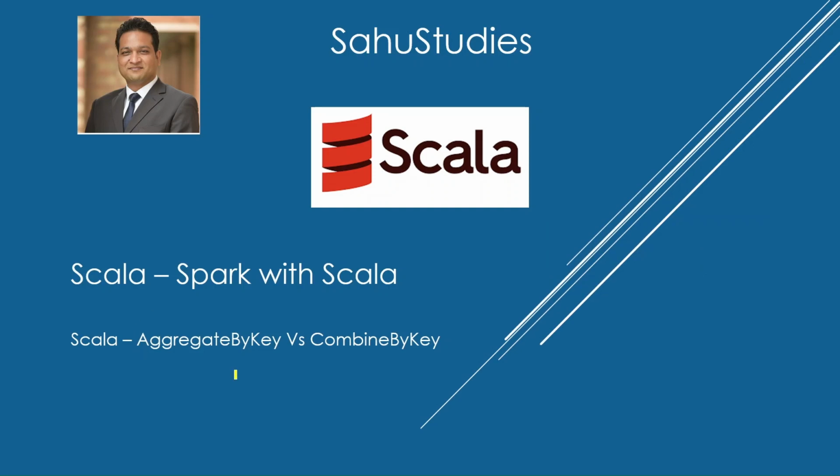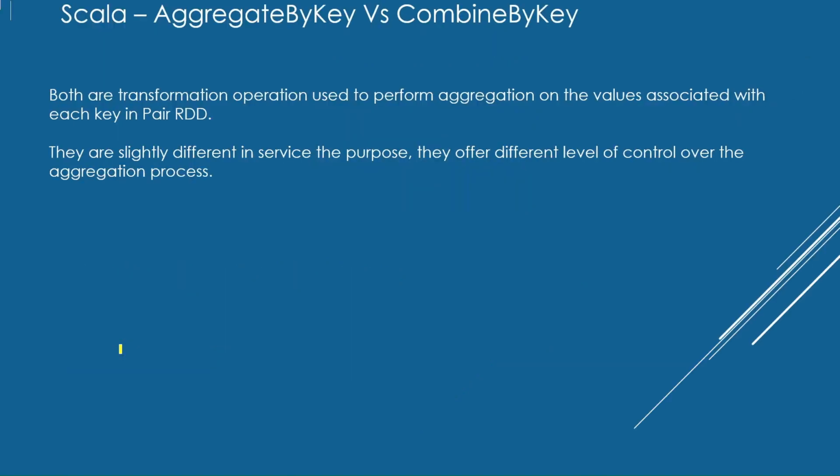In this video, I am going to discuss the difference between aggregateByKey and combineByKey in Scala. If you talk about aggregateByKey and combineByKey, both are transformation operations used to perform aggregation on the values which are associated with each key in the pair RDD. Both will take a pair RDD as an input, and the data must be in the form of key and value.